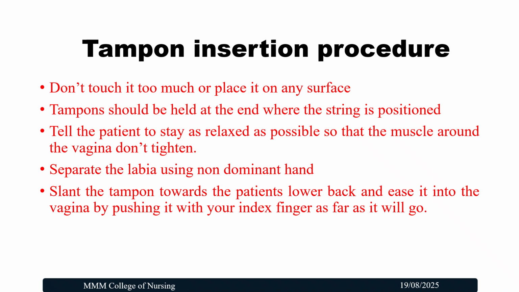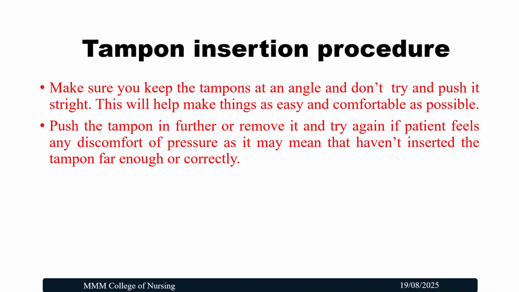Then separate the labia using your non-dominant hand. Then slant the tampon towards the patient's lower back, ease it into the vagina, and push it with your index finger as far as it will go. Make sure you keep the tampon at an angle and don't try to push it straight. This will help make things as easy and comfortable as possible.